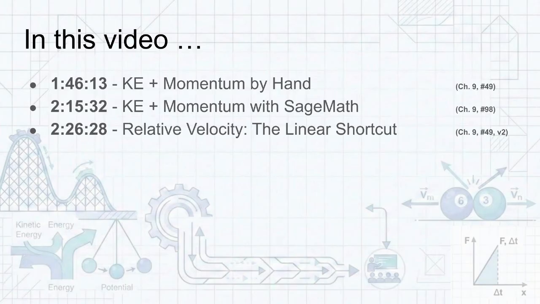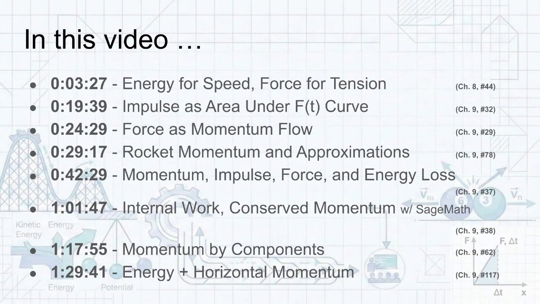Following are the sections in this video. All the chapter and problem number references are for OpenStax University Physics, Volume 1. First, our mixed strategy question: energy for speed, force for tension. Solving Chapter 8, Problem 44. Then, relating force to impulse: impulse as area under the F of t curve. Solving Chapter 9, Problem 32.